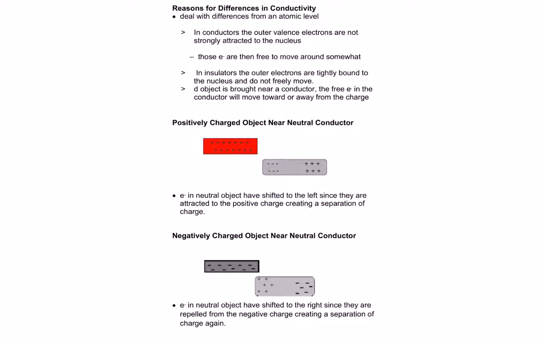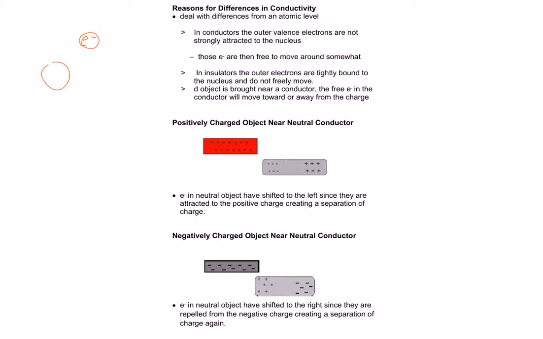Why do some things conduct electricity and others not? Why does a conductor work better than an insulator, and so on? So we're just going to look to see how things work. At an atomic level, remember we have our electrons orbiting the nucleus, somewhere way out beyond the nucleus. Those electrons are free to move around in a conductor. In an insulator, those are pretty tightly bound to the nucleus.